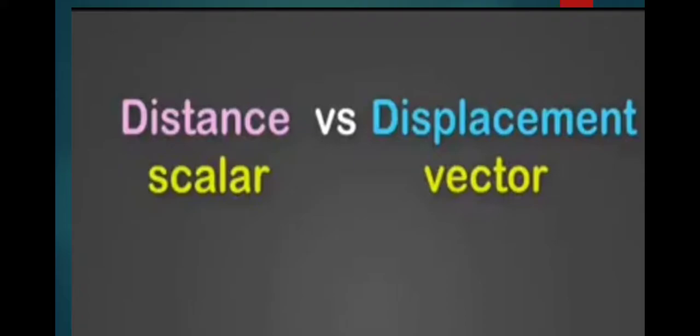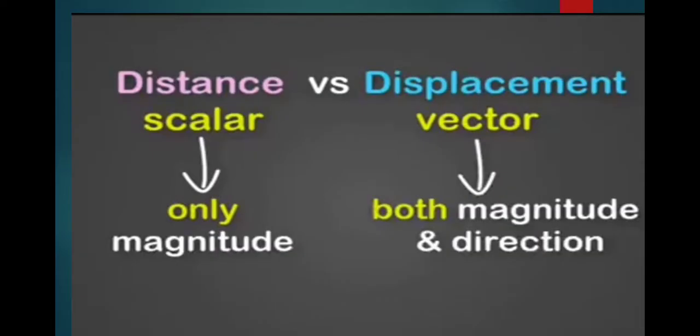Distance is a scalar quantity while displacement is a vector quantity. Now what do these terms mean? Scalar means it has only magnitude, so only a value but no direction. And vector quantity means it has both magnitude and direction.